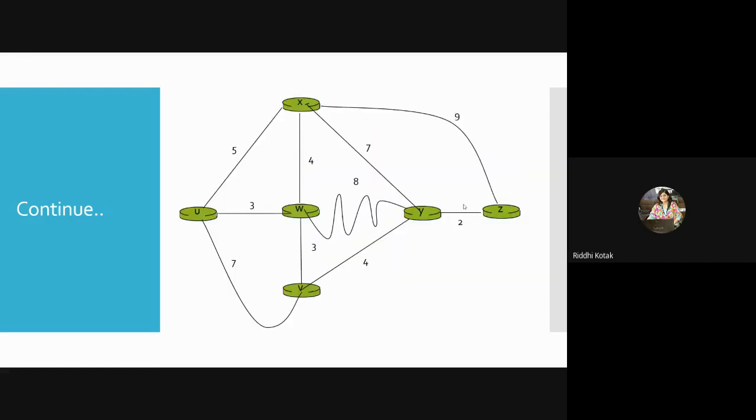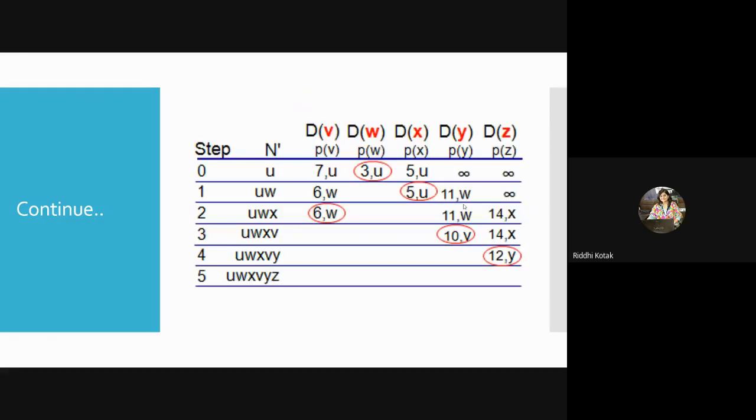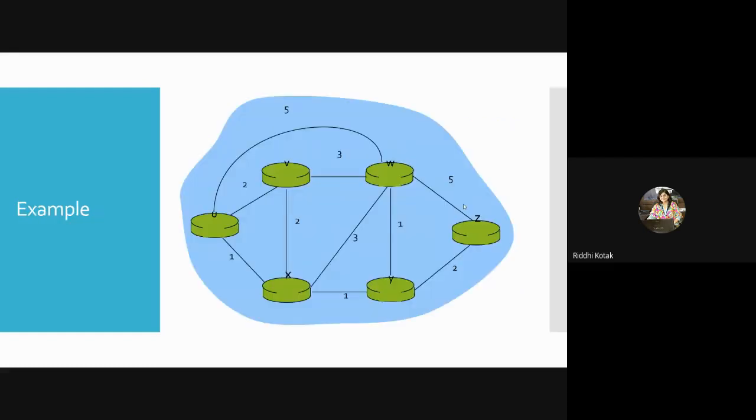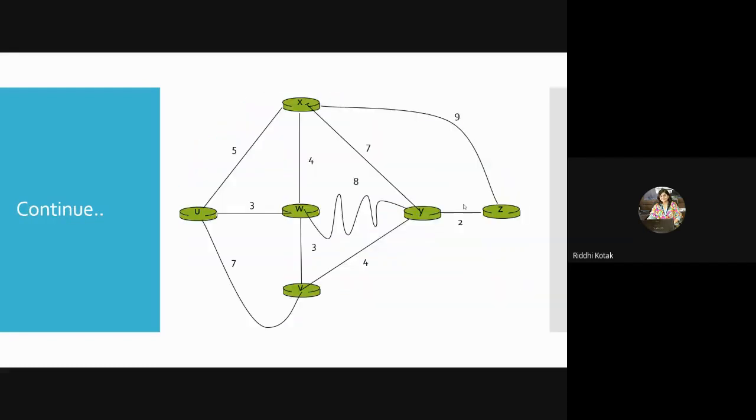Another one, U to V distance is 7, so you write 7 comma U, the source node. And W: U to W distance is 3, so you write 3 comma U. We can observe that Y and Z are not directly connected with U, so you put infinity according to the algorithm step.